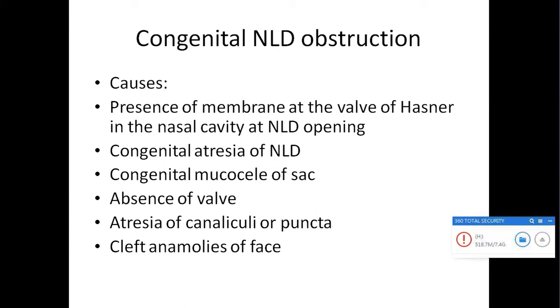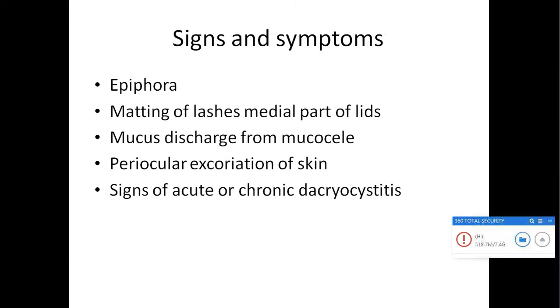Sometimes congenital mucosal folds of the sac will occur. Atresia of the canaliculi or puncta can occur. Cleft anomalies of the face. You might have read, as I told you, the lacrimal system forms between the lateral process and the medial process. So if the branchial processes of the face don't join, it will lead to cleft lip and cleft palate. So cleft lip and cleft palate anomalies can also lead to nasolacrimal duct obstruction.